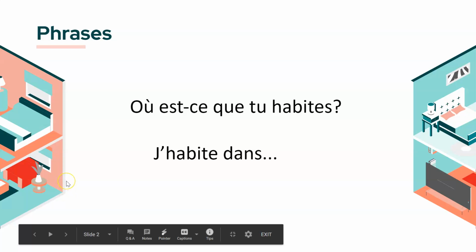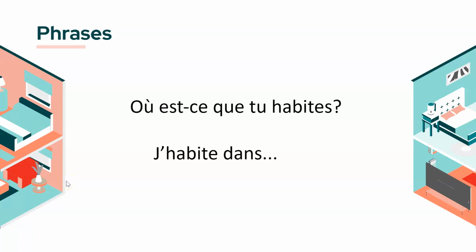The first question we'll need to know about is où est-ce que tu habites? And habiter is an ER verb. The H at the beginning is silent and it means to live. So when you say où est-ce que tu habites, that means where do you live? And you can respond to that question with j'habite dans. Again, the H is silent, so that's why we have the J apostrophe. J'habite dans, which means I live in.